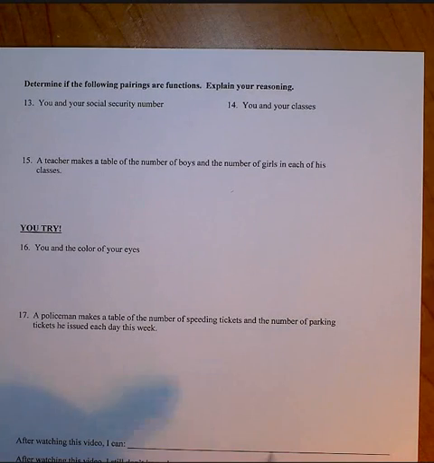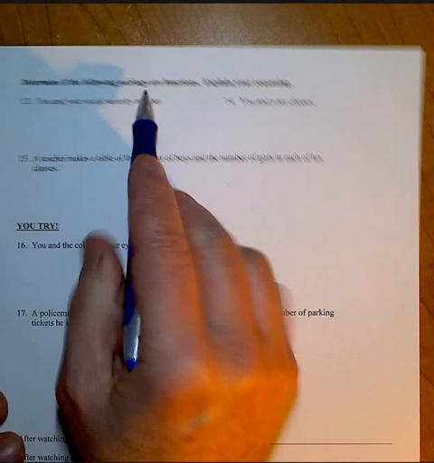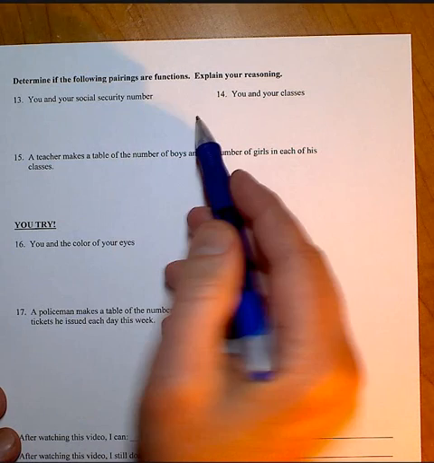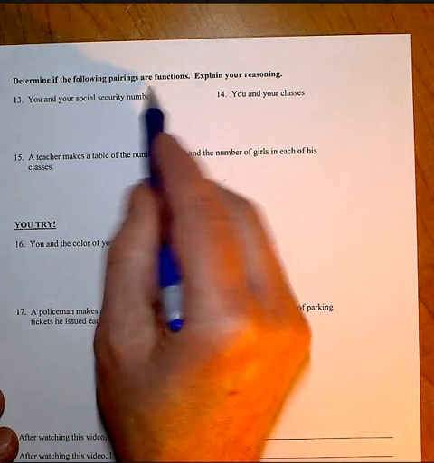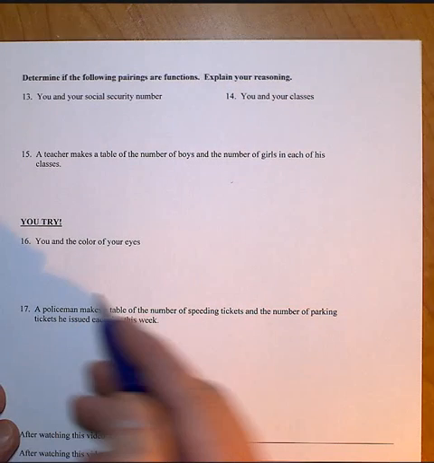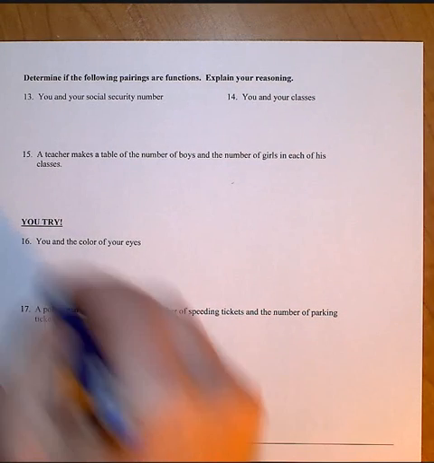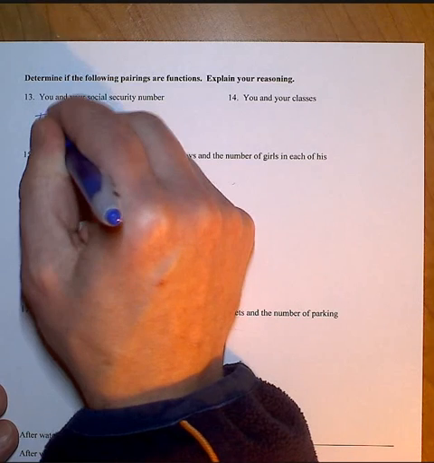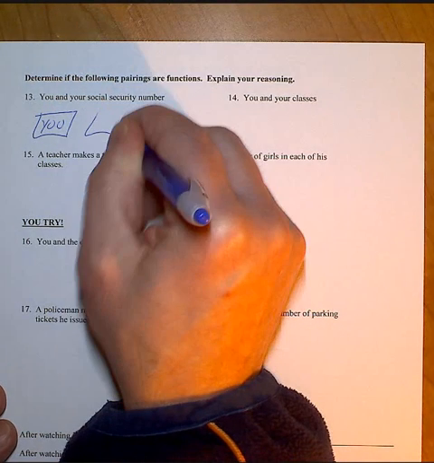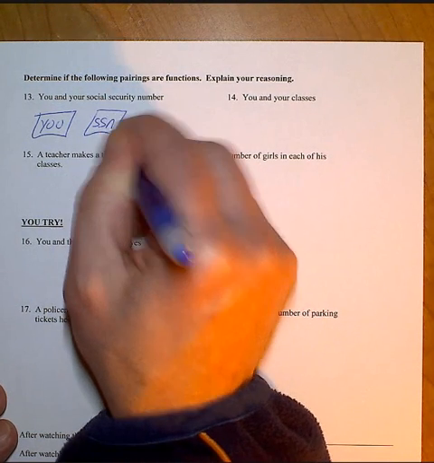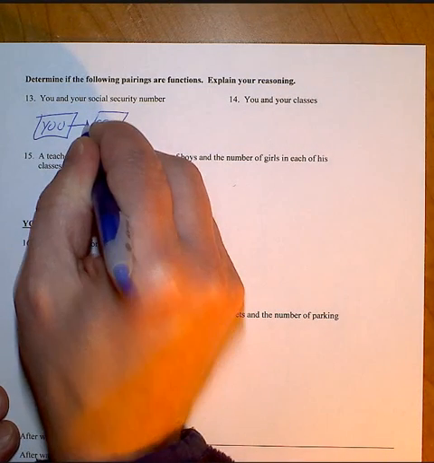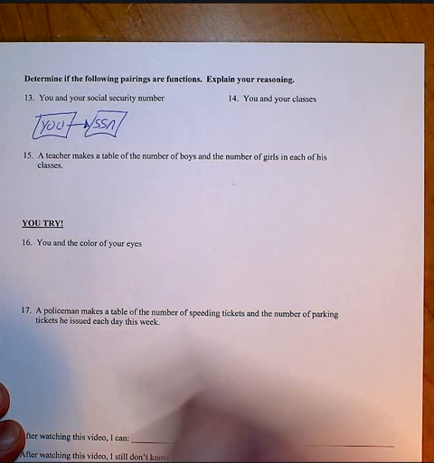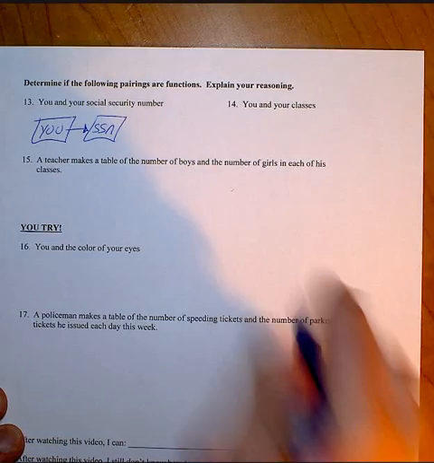The last page. So determine if each of the following pairings, just like a relation, it could be relations, are functions. So are these pairings, these relations, functions? Explain your reasoning. So you and your social security number. Sometimes easier to draw a map. You, SSN, your social security number. So you have exactly one social security number. So yes, this is a function.